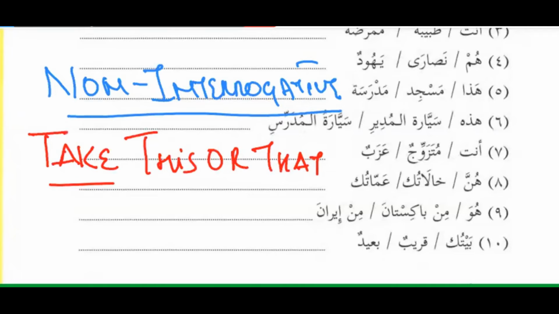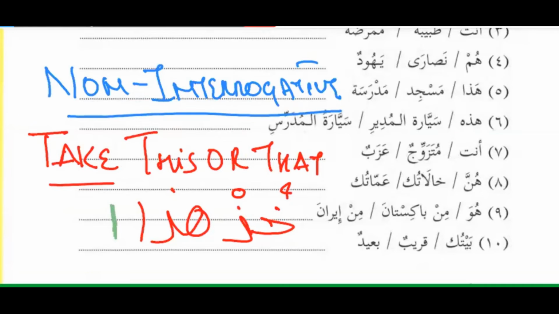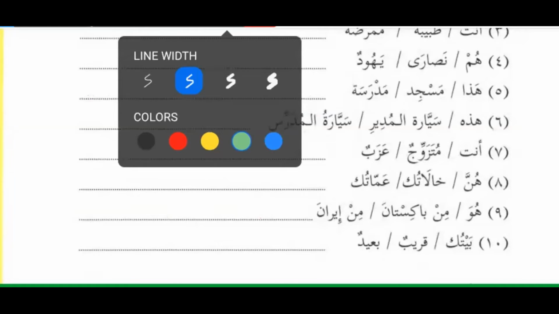Take means khud. Khud haza au zaka. Tayyib. Whose haza au zaka. Take this or that. One more sentence. These are non-interrogative.